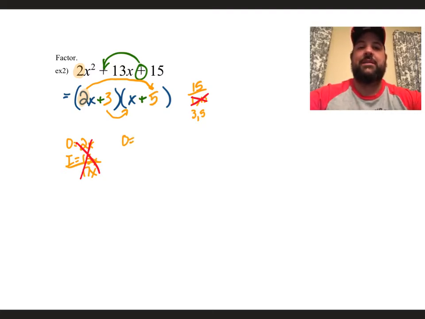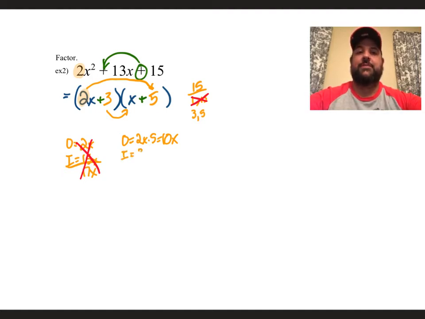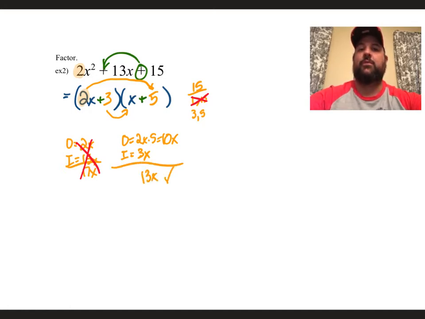So outside, 2x times 5 is 10x. And then I'm going to check the inside, which is just 3 times x, which is 3x. If I add those together, now I get 13x. That's what I wanted to end up with. So my final answer here is 2x plus 3 times x plus 5.